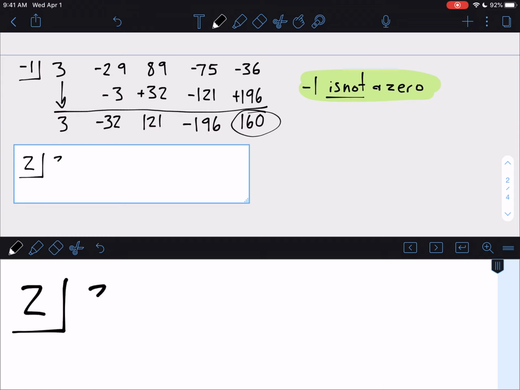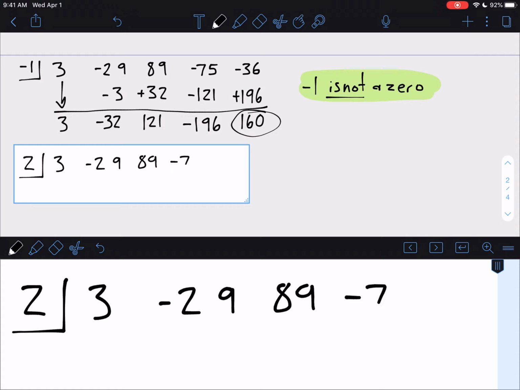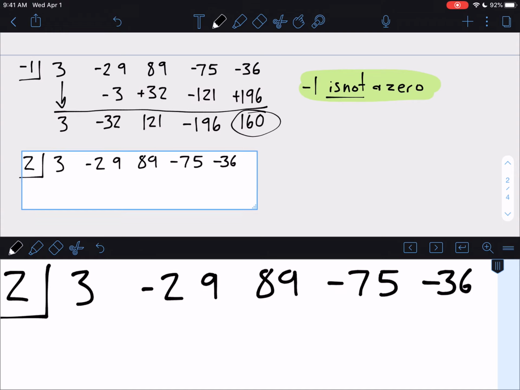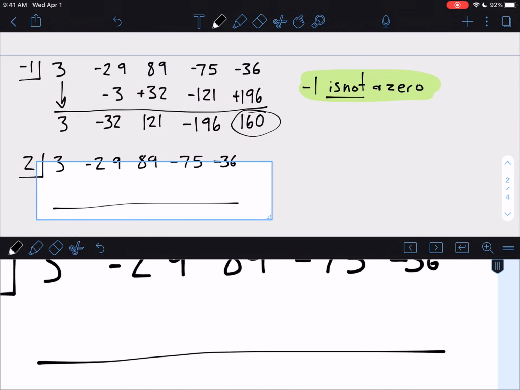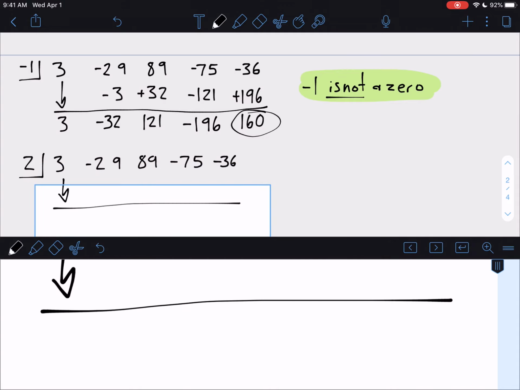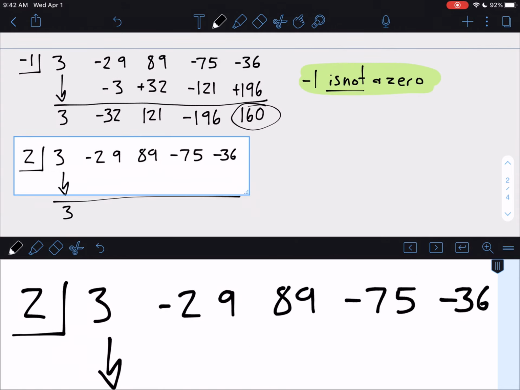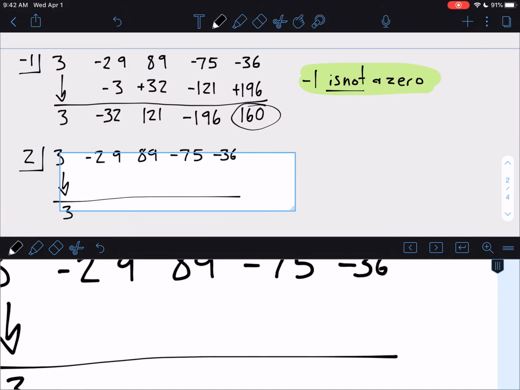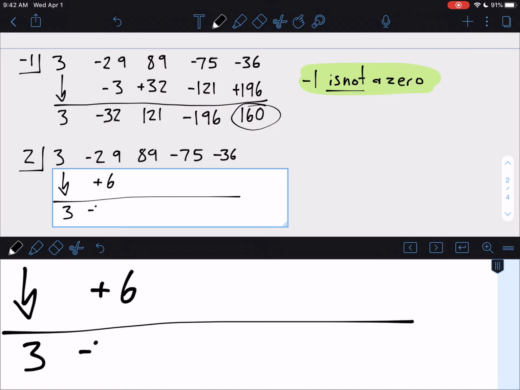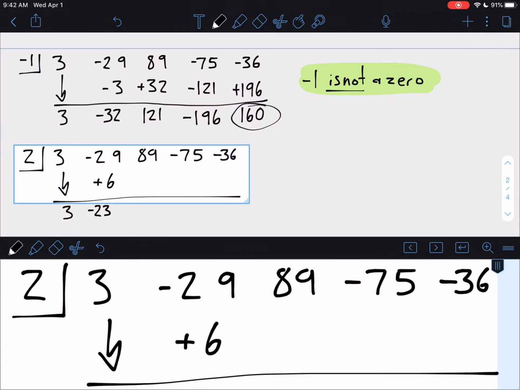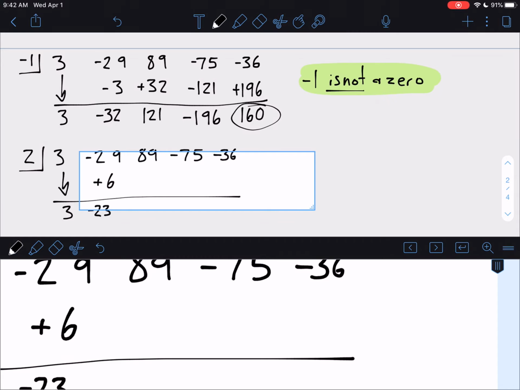We don't know. Anyways, the next number I need to test from my list of possible rational zeros was positive 2. So I'm putting positive 2 in the box, and I'm listing out my coefficients again. I give them an underline, bring down the 3, and the 2 in the box times 3 is 6, positive 6. Negative 29 plus 6 is negative 23. 2 times negative 23 is negative 46.